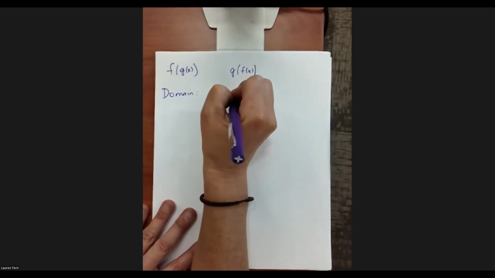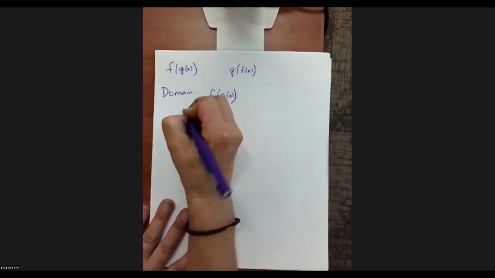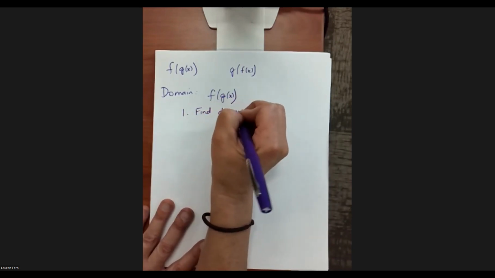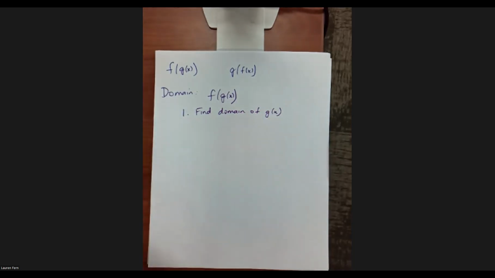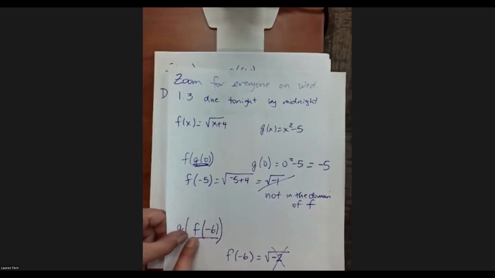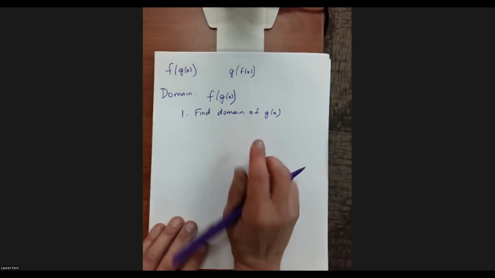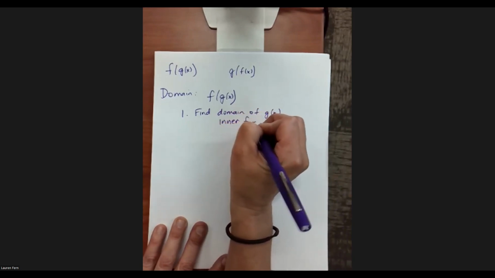If you want to find the domain, say, of f of g of x, the way you do it is you find the domain of the inner function, right? Like this example that we just did here, this wasn't even in the domain of my inner function, was it? No. Okay, so you want to find the domain of your inner function.